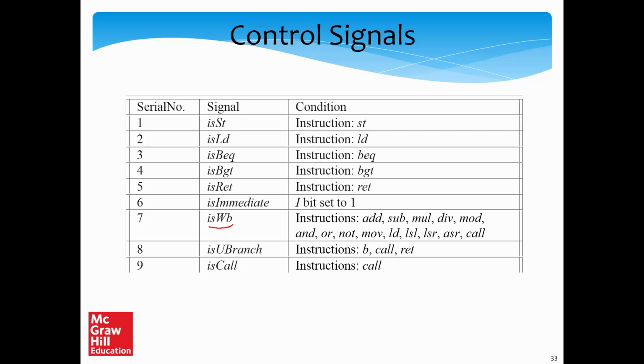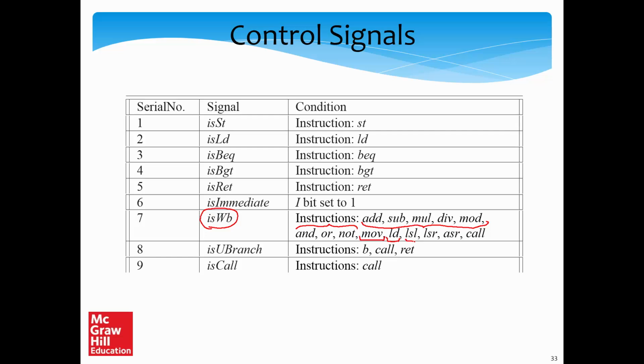The difficult one is writeback. So isWriteback is set for those instructions which write to a register. First, the instructions that write to a register are arithmetic instructions: add, subtract, multiply, divide, and modulo. Then there are logical instructions: and, or, and not. We then have the move instruction, which moves an immediate or a register to another register. Out of the two memory instructions, load and store, only one of them writes to a register. That's the load instruction. Store does not write to a register.